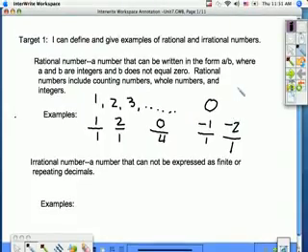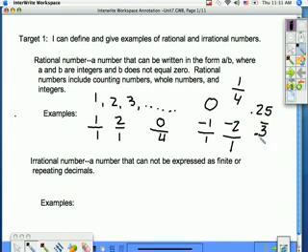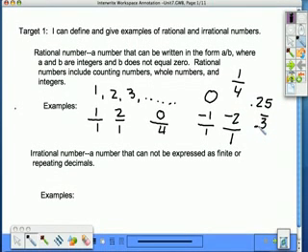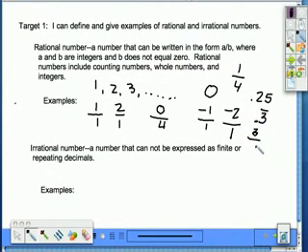Rational numbers can also be fractions or decimals. 0.25 can be written as a fraction. And they can also be repeating decimals. If you have a repeating decimal, like one number repeating, it's that number over 9, so it can be written as a fraction.